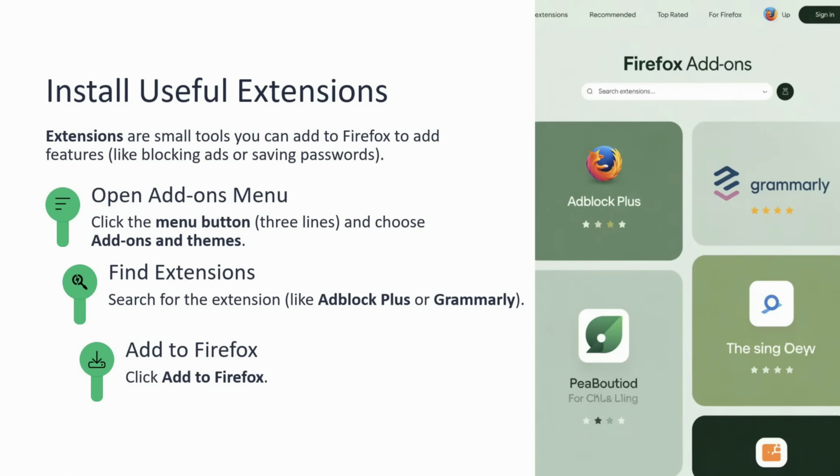Now we will see how to install useful extensions. So what are extensions? Extensions are small tools you can add to Firefox to add features like blocking ads or saving passwords. To do that, you have to choose add-ons and themes. Then you can find the extension by searching for an extension like AdBlock Plus or Grammarly, then add to Firefox. We will see how to do that.